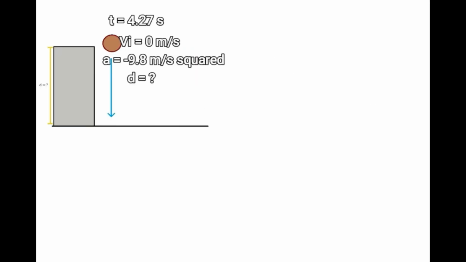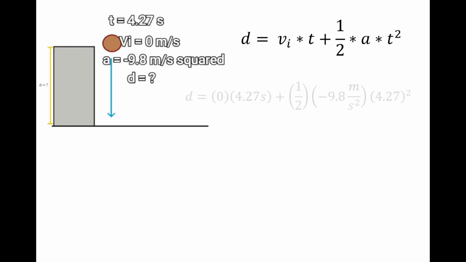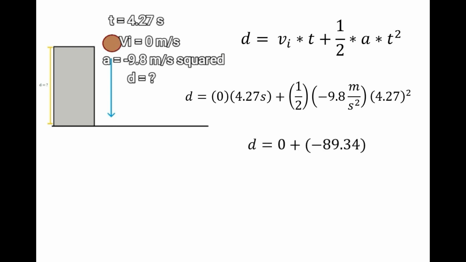The formula that we're going to use here is d equal to initial velocity times time plus 1/2 acceleration times time squared. So initial velocity 0 times time of 4.27 seconds is equal to 0, so we can cancel them out. Plus 1/2 of negative 9.8 meters per second squared times 4.27 seconds squared. Then the answer would be negative 89.34 meters. However, there is no negative displacement, so the final answer would be 89.34 meters.